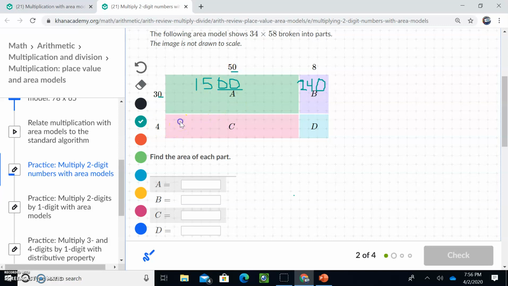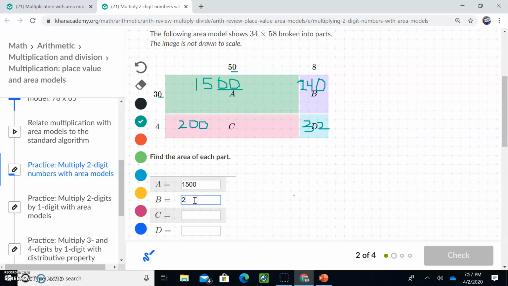4 times 5 is 20. If you know that 4 times 5 is 20, we're going to just place that additional 0 there. And 4 times 50 is 200. 4 times 8. Everyone should know that really quickly. Boom. All right. So what we have here is 4 partial addends, 1500.